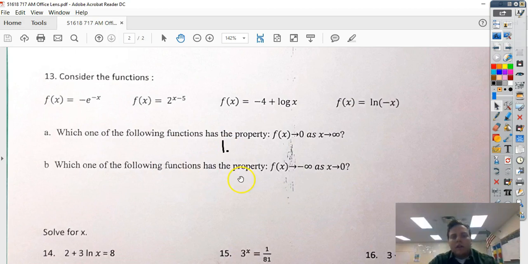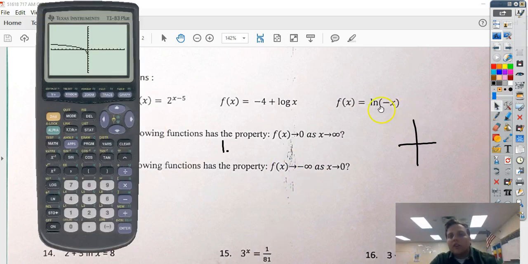Part B, which of the following functions has the property that y goes to negative infinity as x approaches 0? So now we're looking at x approaching a specific value, 0. Now, where is x 0? That's important to remember. Where is x 0? All up and down the y-axis. Okay? So basically we're saying as we approach the y-axis, what is y doing? Okay? So let's just look at this last one.